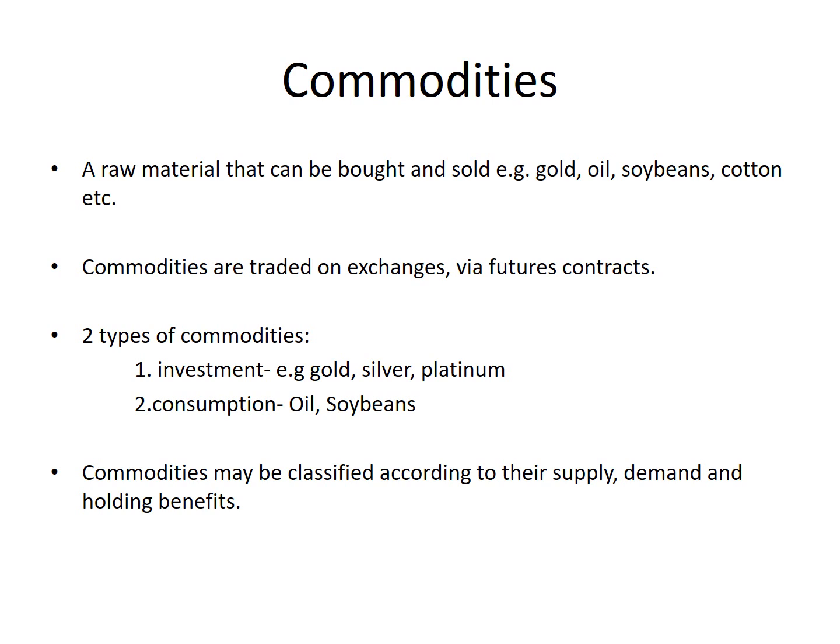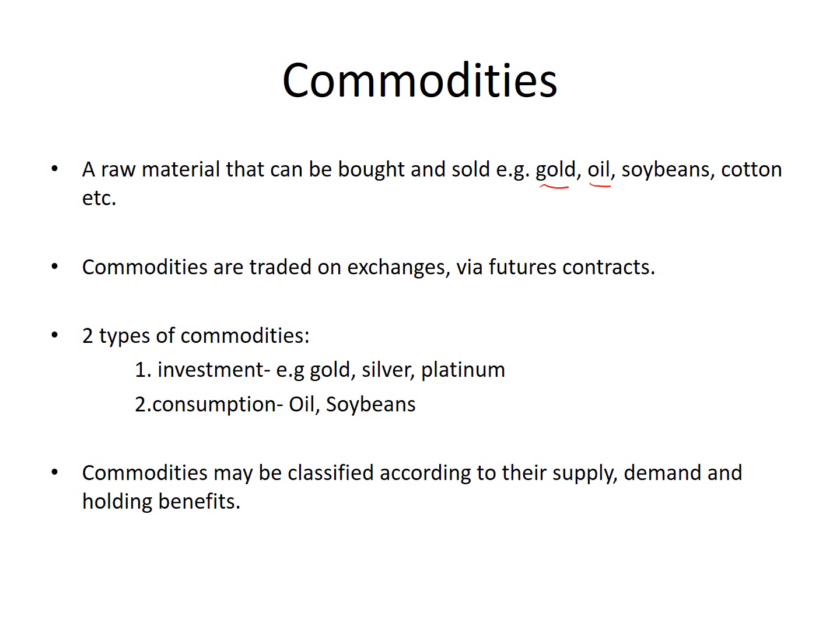Commodities. So commodities are raw materials that can be bought and sold. So for example, we have gold, oil, soybeans, cotton. Now today we will actually be describing gold and oil. Commodities are traded on exchanges via futures contracts. Now this is interesting because in real life, consumption commodities don't actually have a physical spot price. They've actually got just the future price listed on the market. So this is something that we'll explore later on.